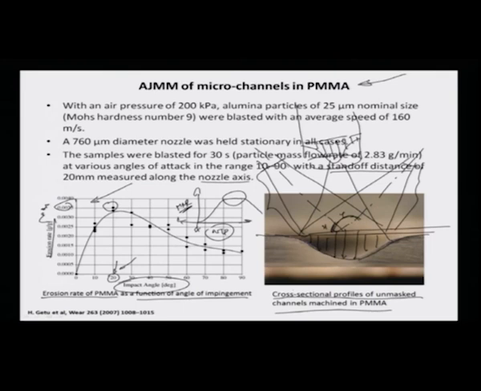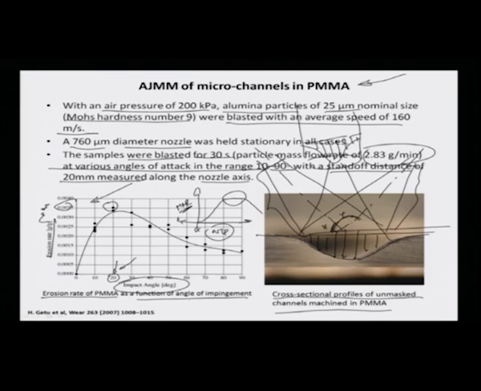In this particular case, the parameters used were an air pressure of about 200 kilopascals, alumina particles of 25 micron nominal size with a Mohs hardness number of 9, blasted with an average speed of 160 meters per second, and a 760 micron diameter nozzle held stationary in all the cases. The samples were blasted for about 30 seconds. Particle mass flow rate in this case is 2.83 gram per minute, at various angles of attack in the range of 10 to 90 degrees with a standoff distance of 20 millimeters measured along the nozzle axis for the optimum angle.